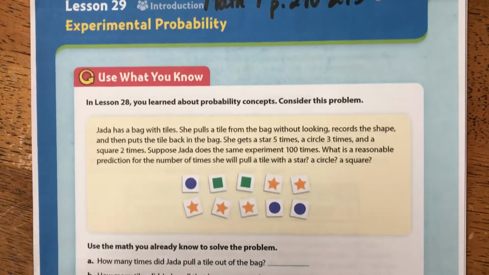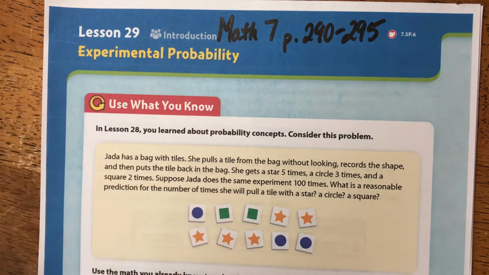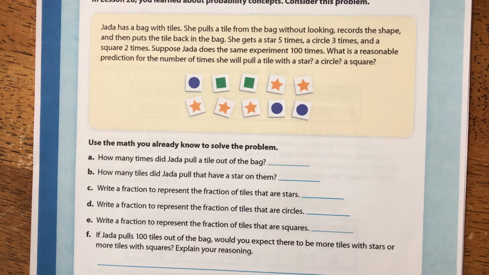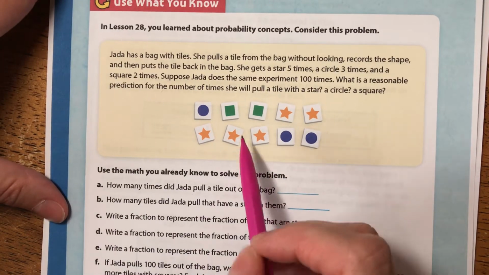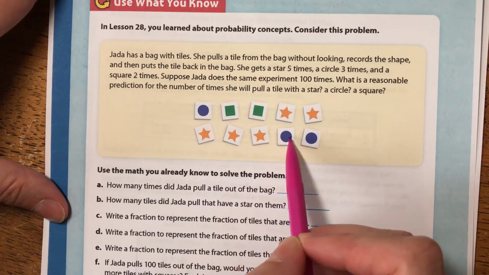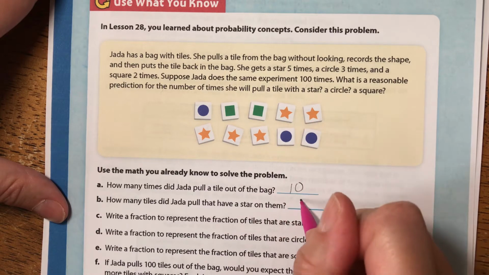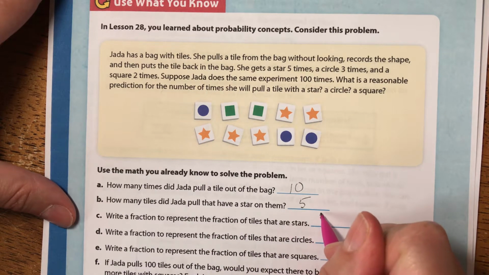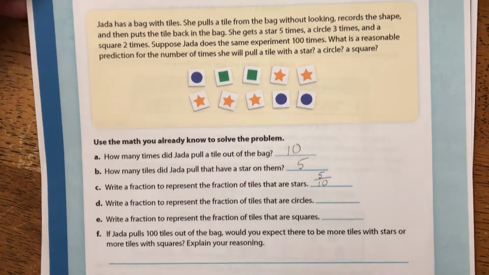Okay. So this is called experimental probability. It's what could happen if you pulled these out of a bag. It's not what should happen, it's what could happen. Okay, so let's just read these questions. How many times did Jada pull a tile from the bag? Well, 1, 2, 3, 4, 5, 6, 7, 8, 9, 10. She pulled it 10 times. How many tiles did she pull that has a star on them? She pulled out 5. Write the fraction of tiles that are stars. So she pulled 5 out of the 10 were stars, right? Half of them were stars, 5 out of 10.